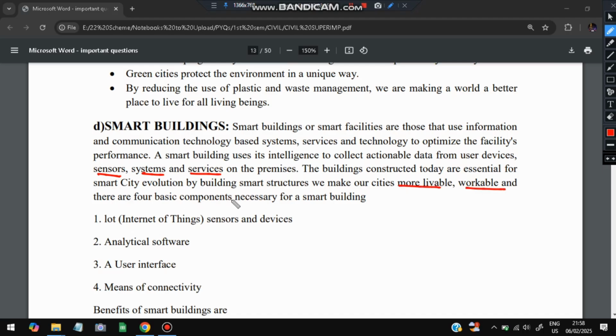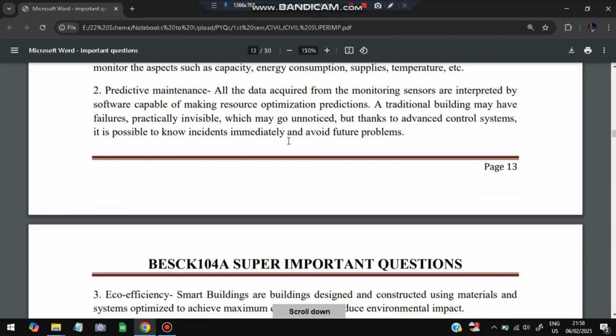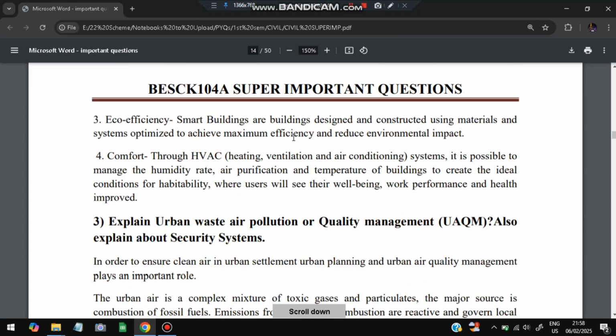There are four basic components: the use of IoT, analytical software, user interface, and means of connectivity. The benefits of smart buildings are measurement sensors; by use of sensors, many things can be automated. Predictive maintenance can be made better by using the equipment. Eco efficiency, as there will be more efficiency if things are automated. And comfort through HVAC, heating, ventilation and air conditioning, which helps keep people happy and the building cooler.